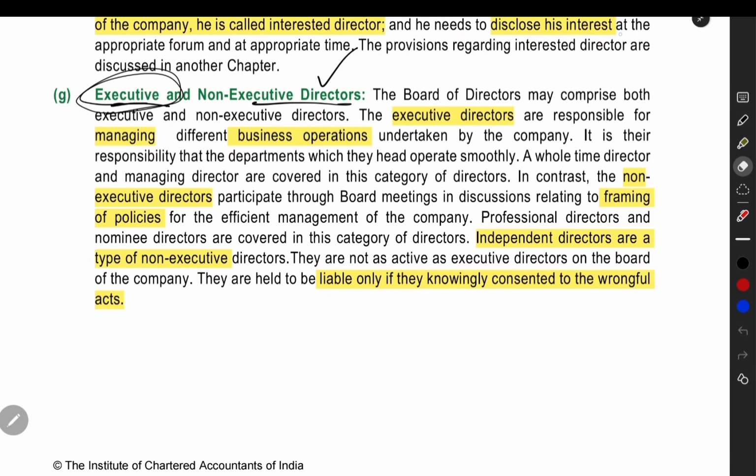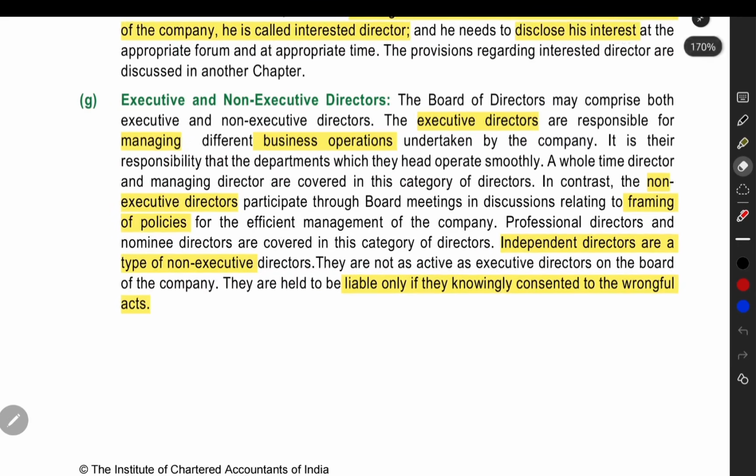But non-executive directors, they will be in the top management of the company. Both executive and non-executive directors will be in the board of directors. These non-executive directors, they will be in the board, and then they will frame the policy decisions of the company.